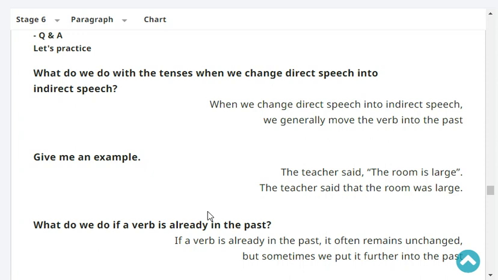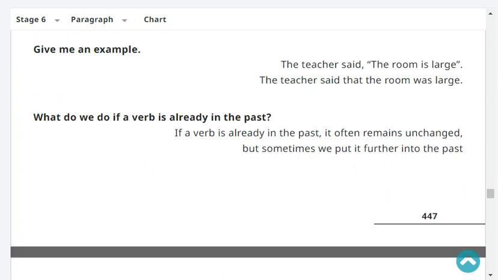What do we do with the tenses when we change direct speech into indirect speech? When we change direct speech into indirect speech, we generally move the verb into the past. Give me an example, please. The teacher said, "The room is large." The teacher said that the room was large.